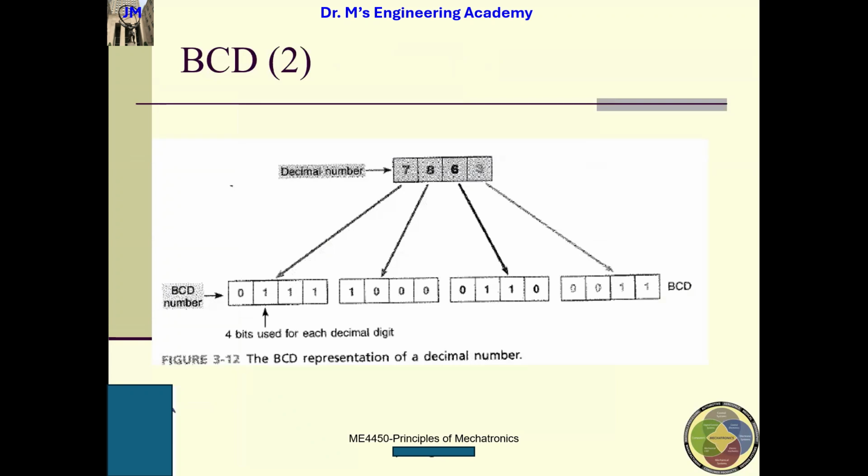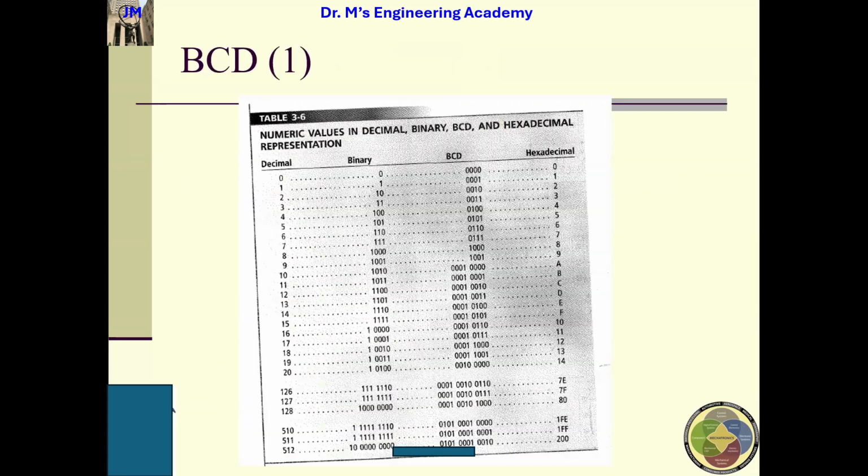Can you write it down? BCD means binary coded decimal. For here, I'm just giving you an example. So this column is the decimal values, and this is their corresponding binary value. So this is a BCD value, and this is a hexadecimal value.